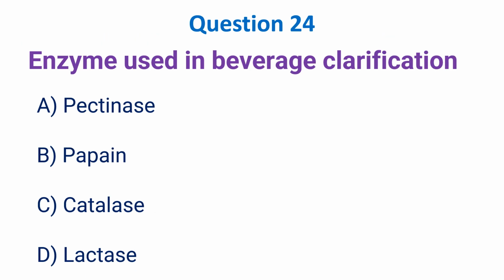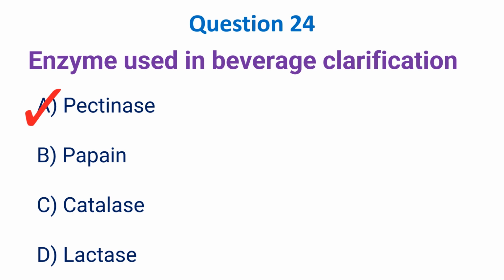Question number 24. Enzyme used in beverage clarification is. Options are option A pectinase, option B papain, option C catalase, option D lactase. And the correct answer is option A pectinase. It is a widely used enzyme, especially in the beverage industry. It breaks down the pectin into the monomer sugar unit called galacturonic acid. It is used because it facilitates the liquefaction and clarification of the fruit juice extract.